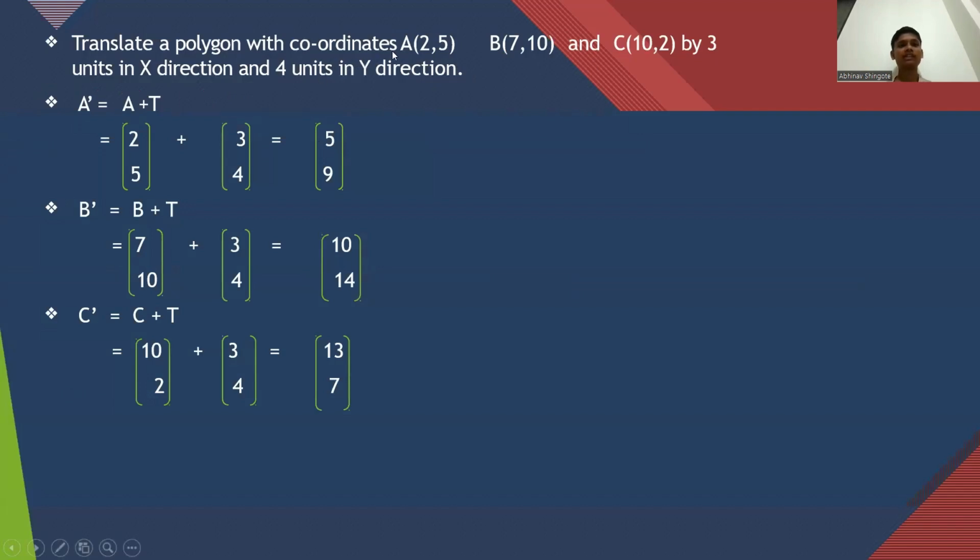So there is an example of translation of three coordinates A, B, and C. A is 2, 5, B is 7, 10, and C is 10, 2. Then a translation along the x and y axis is given. Tx is equal to 3 units and ty is equal to 4 units. By adding the translation values to the old values, the new value becomes 2 plus 3, 5, and 5 plus 4, 9. Then the new coordinate of A becomes 5, 9. And then we can do the same for B and C.